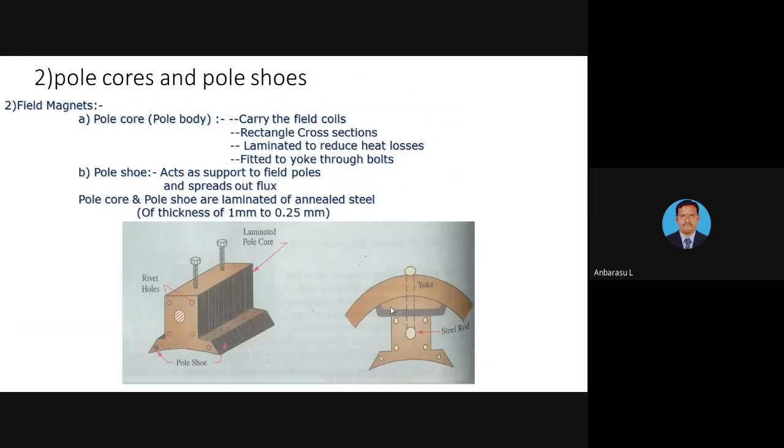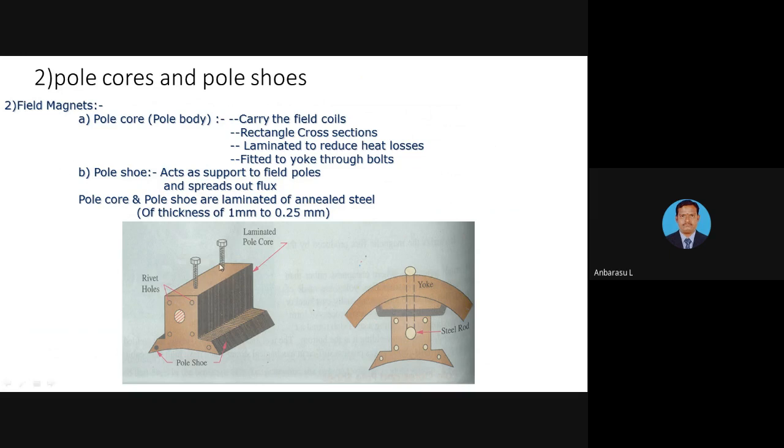Next one, field magnet. It consists of two parts, pole core and pole shoe. The pole core carries the field coils and has a rectangular cross-sectional area. Laminated construction is used to reduce eddy current losses. It is fitted to the yoke through a bolt. The pole shoe supports the field coils and spreads out the flux. Pole core and pole shoe are laminated of annealed steel. The thickness of the lamination is 1 mm to 0.25 mm.